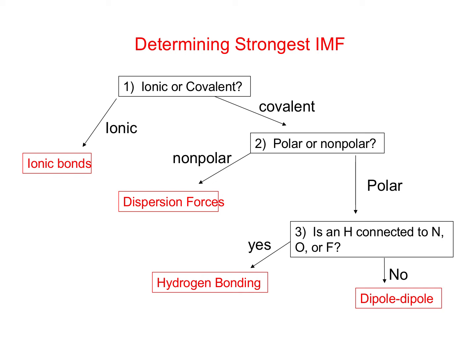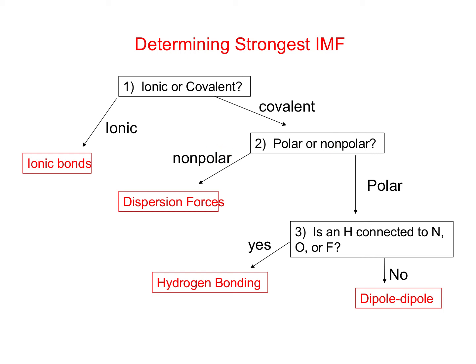All right, I kind of like this flowchart for determining what the strongest intermolecular force in a sample is. So the first thing that we want to do, if we're given a compound, say, what is the strongest intermolecular force that exists in that compound? First question you want to ask is, is the compound ionic or covalent? If it's ionic, then the quote-unquote intermolecular forces are ionic bonds. If it's covalent, then we have more questions that we need to ask. Is the molecule polar or nonpolar?